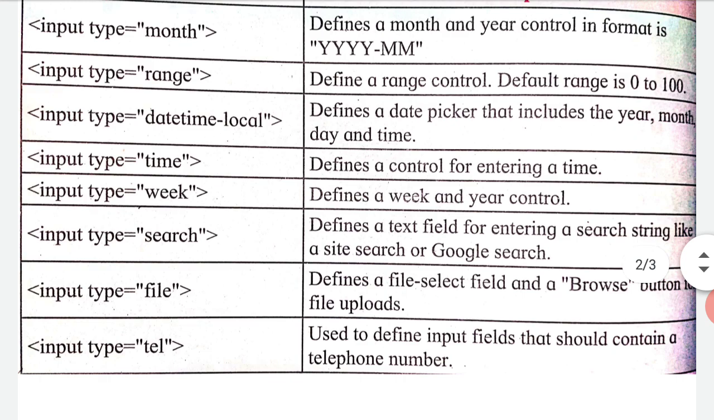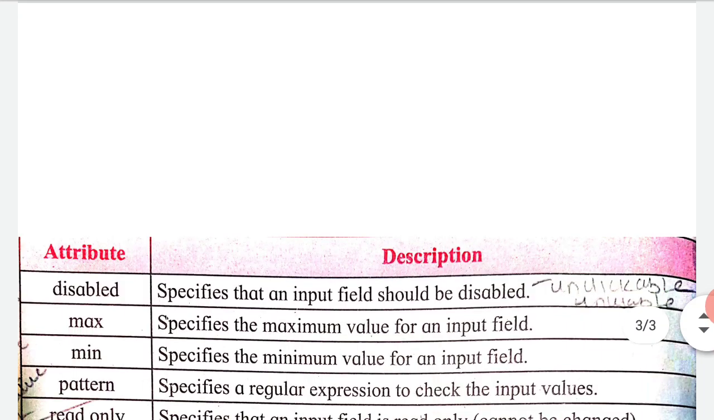Next, input type equal to file. It defines a file select field and a browse button for file upload. When you upload a file, we use the browse button for that. That is, input type equal to file defines a file select field. Next, input type equal to tel. It is used to define an input field that should contain a telephone number.